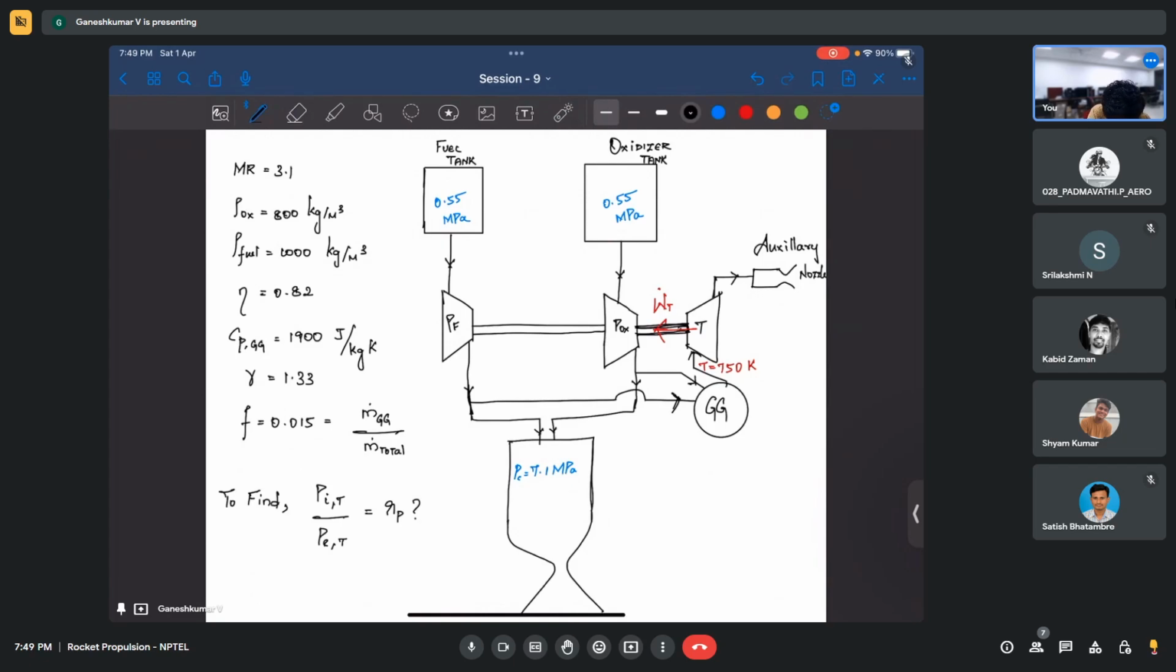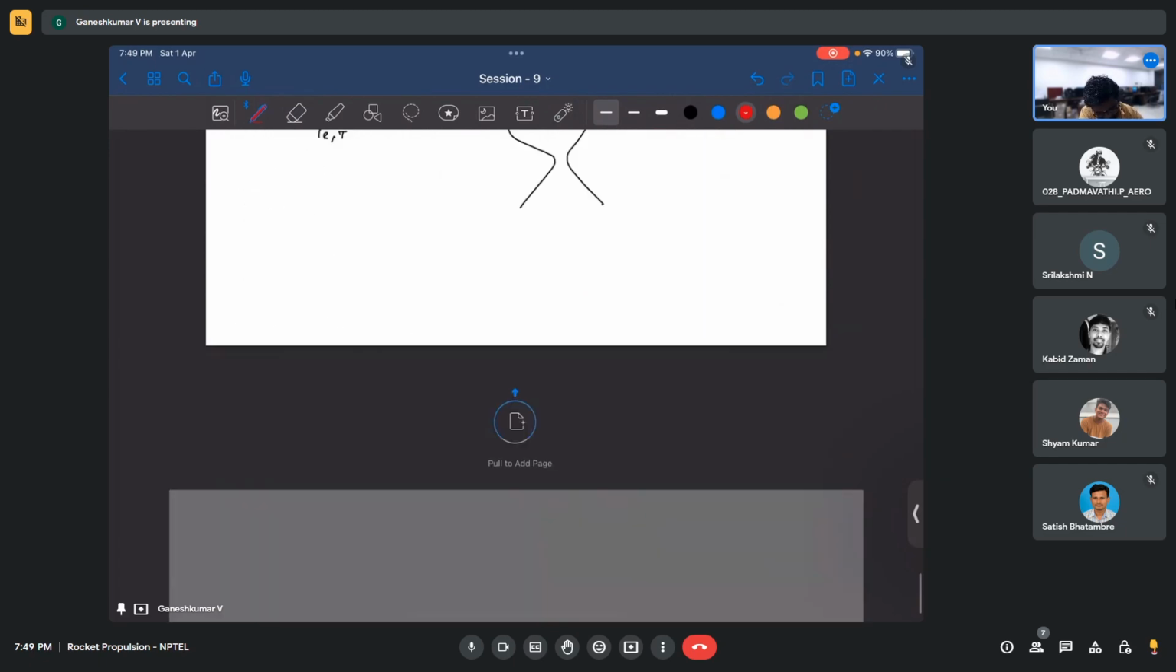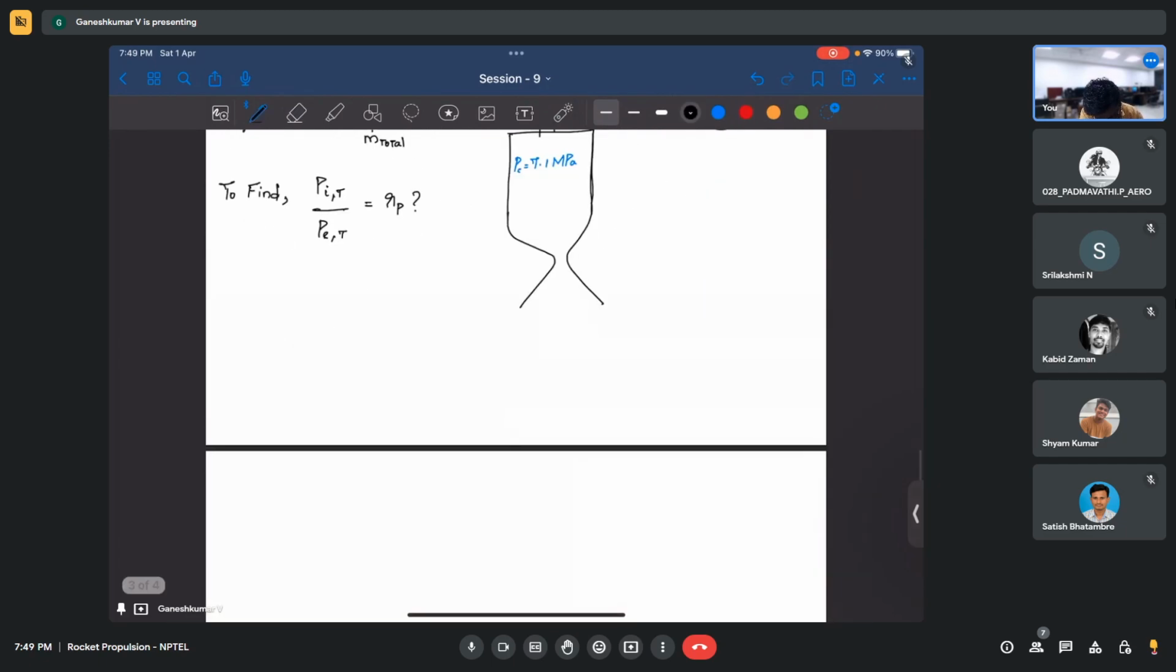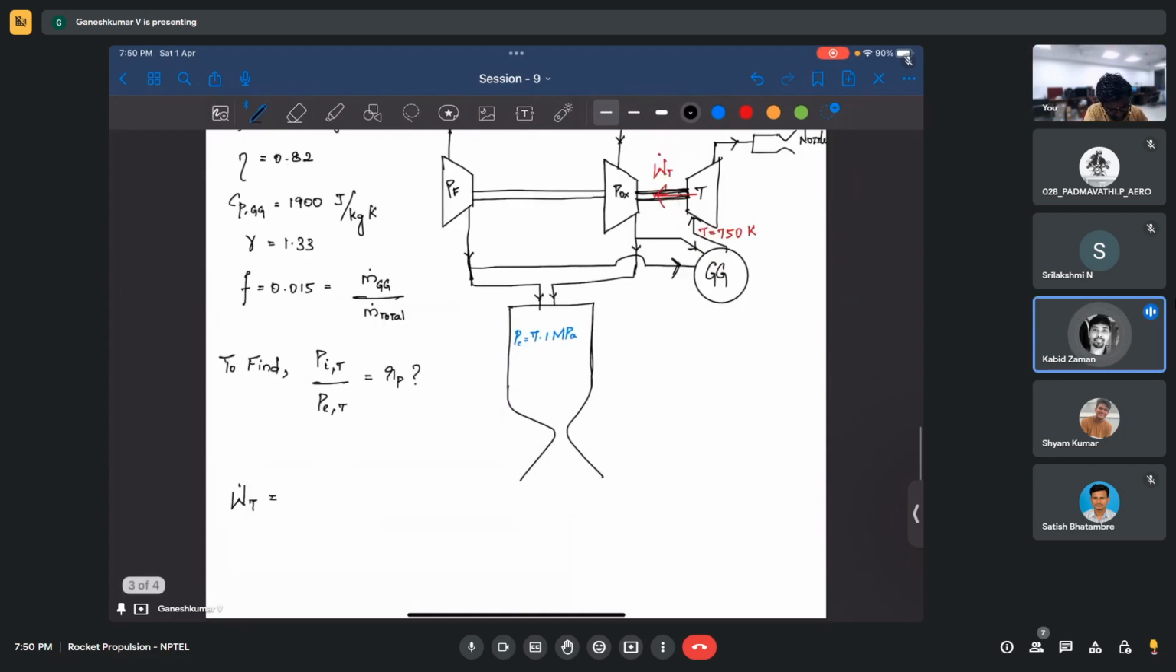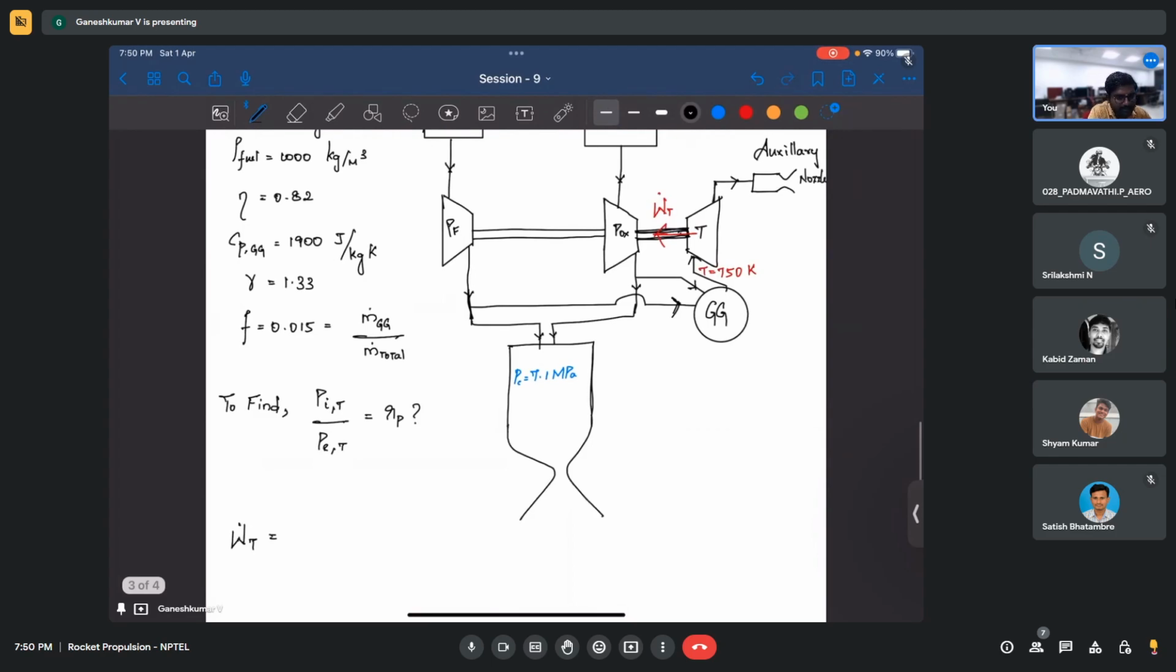Any thoughts? From the work output of the turbine. How do we find the work output of the turbine? We don't know work output. We just know temperature at the inlet of the turbine. We know the temperature at the exit of the turbine? We don't know that. It's not ambient.